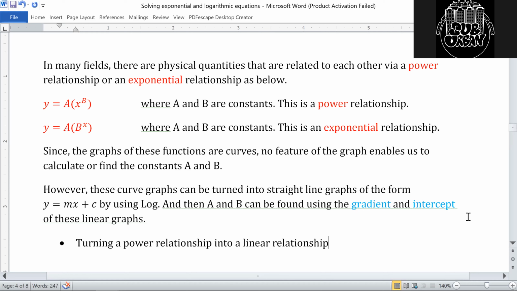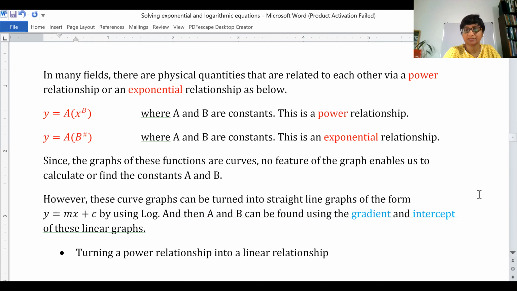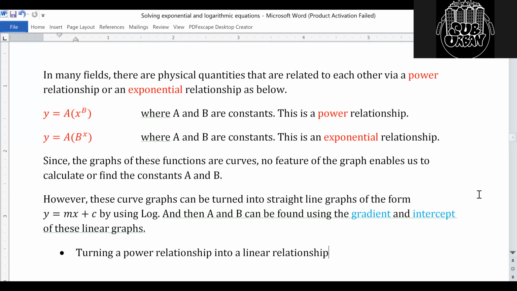Miss, the subtopic is turning a power relationship into a linear relationship, no? Yeah. So there are two bullet points. The next one that will come up later is turning an exponential relationship into a linear relationship. Okay, miss.